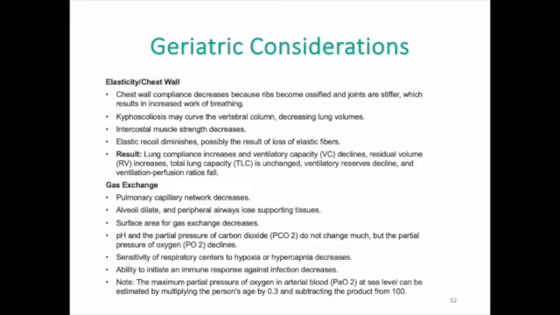So the maximal partial pressure of oxygen in arterial blood at sea level can be estimated by multiplying the person's age by 0.3 and then subtracting the product from 100. So as you see, as we get older, as our age increases, that PO2 will decline based on this formula.